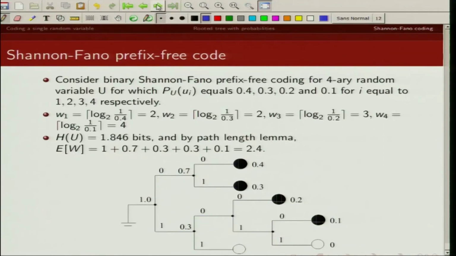So with this we will conclude this discussion on bounds on optimal code word length and Shannon-Fano coding. In the next lecture we will talk about optimal prefix free coding, which is known as Huffman coding. We'll first talk about what conditions need to be satisfied for the code to be optimal.